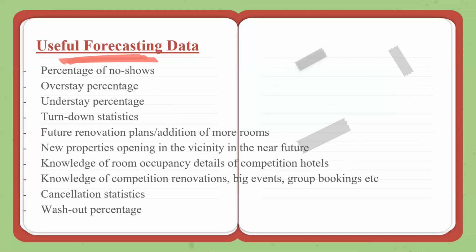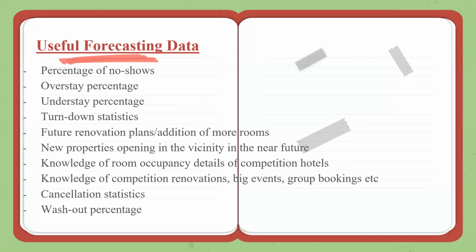Knowledge of competition, renovations, big events, group bookings. So if I know a huge convention is happening at another competition hotel, and that convention is booked 150 out of the 200 rooms, I know a lot of their surplus bookings are going to come to me. So I know those 3 dates or 4 days, those dates I need to be sure that I have enough rooms, and then maybe I can up my price also. All right, only for those 4 dates. Or I should avoid taking groups for my hotel at least then, so I can get FITs.